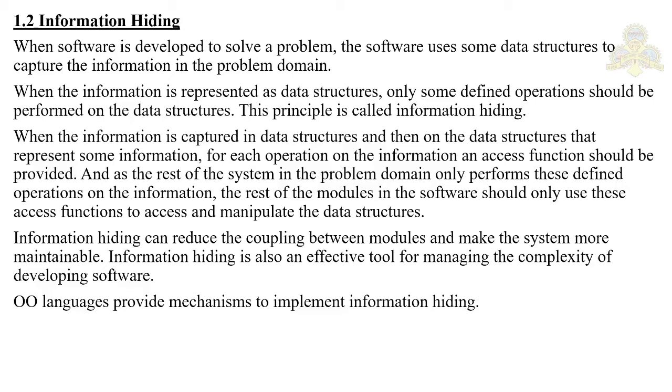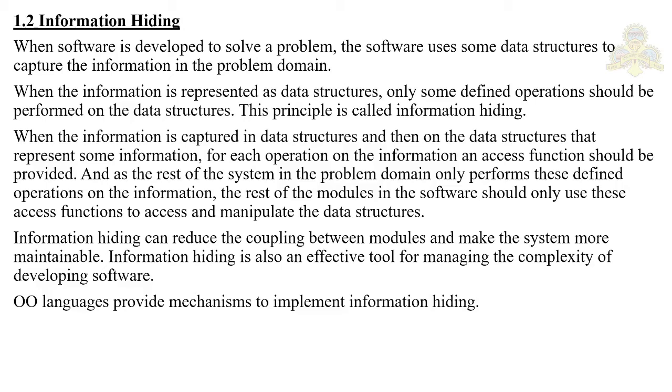For example, consider a ledger in an accountant's office. It has some very defined uses, like debit, credit, and checking of the current balance. An operation where all the debits are multiplied together and then divided by the sum of all credits is typically not performed. So any information in the problem domain typically has a small number of defined operations performed on it. When the information is represented as data structures, the same principle should be applied, and only some defined operations should be performed on the data structures.